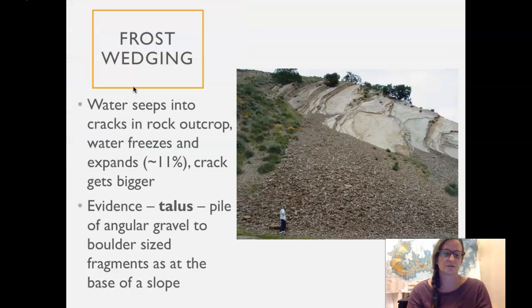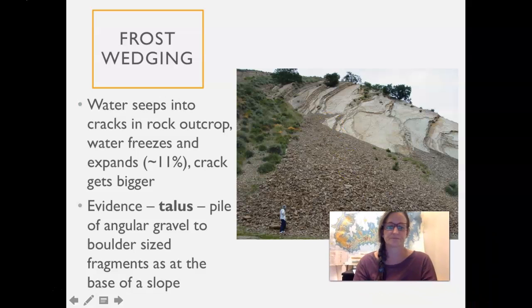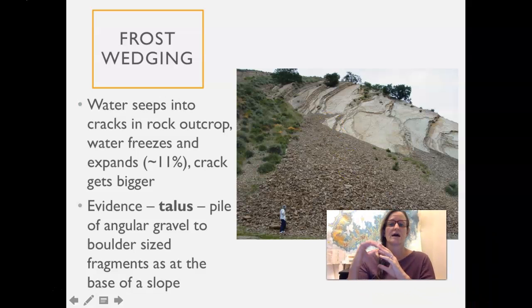Frost wedging, this one's really common in Boone because we have really cold nights when water freezes into cracks in the rock, and then it expands when it freezes and cracks that rock a little bit. Then during the day, it gets above freezing. We have liquid again that moves through those cracks. Again, it's going to freeze at night and crack it again.